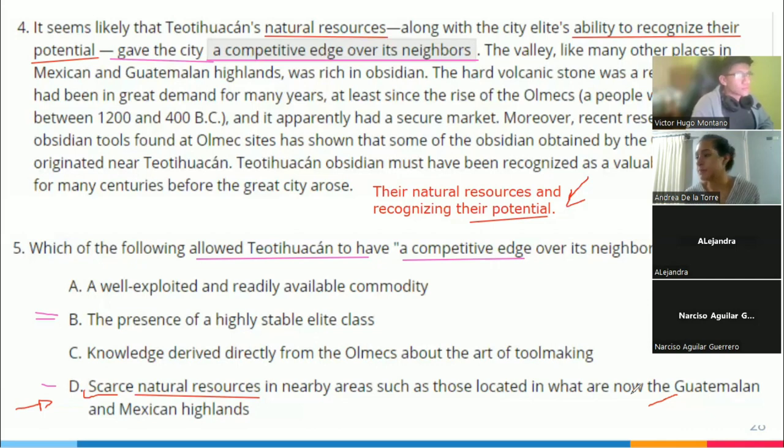Were they scarce? No, right? They weren't. Because they actually said that the valley was rich in obsidian. So these weren't scarce resources, okay? If they were scarce, then I don't think they would have had this competitive edge, right? It doesn't make sense. So even though option D looks good because of the words it contains, the information is inaccurate. It's incorrect, right? These weren't scarce natural resources. They were abundant. They were rich in obsidian. Is that okay? Can we eliminate D then?